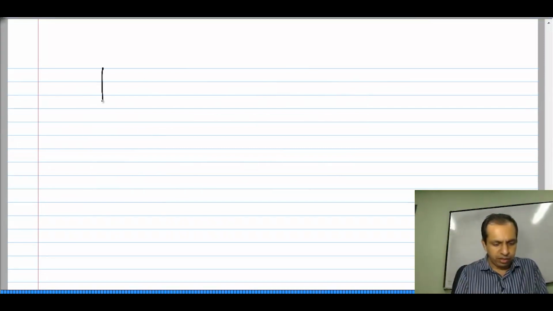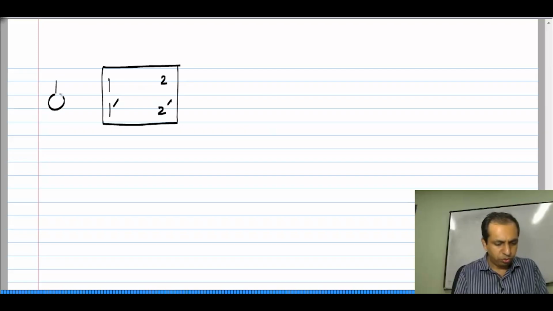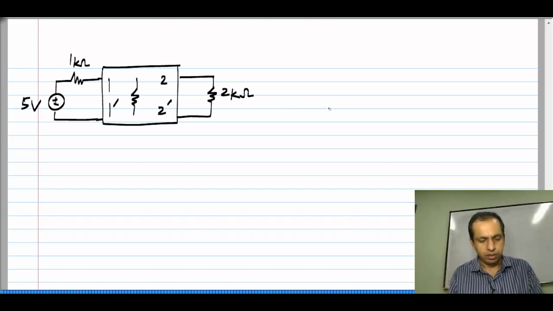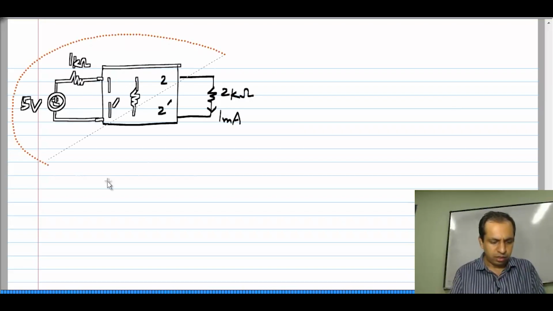And things could get slightly more complicated. For instance, you could connect some things to the network. So, let us say I have 5 volts, 1 kilo ohm, and here also I have some resistor, 2 kilo ohm. And let us say here I have 1 milliamp flowing.